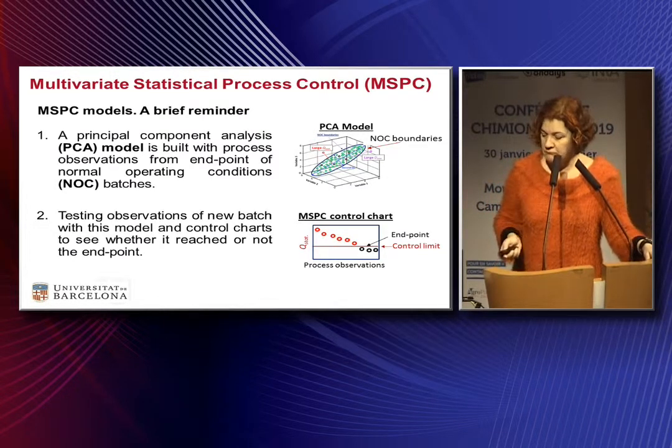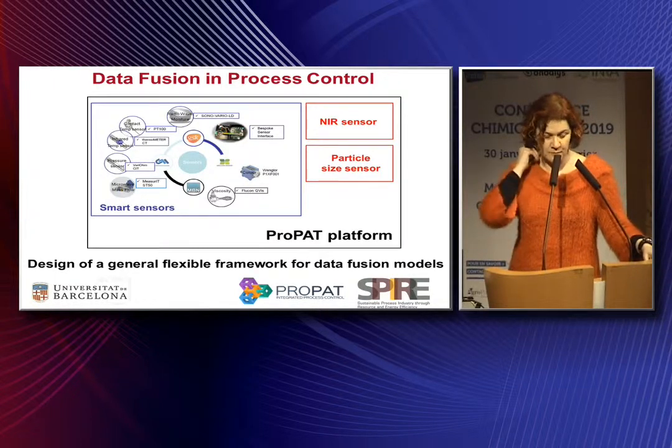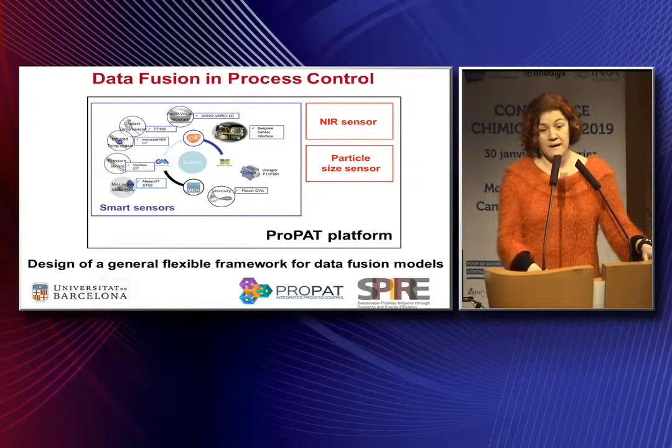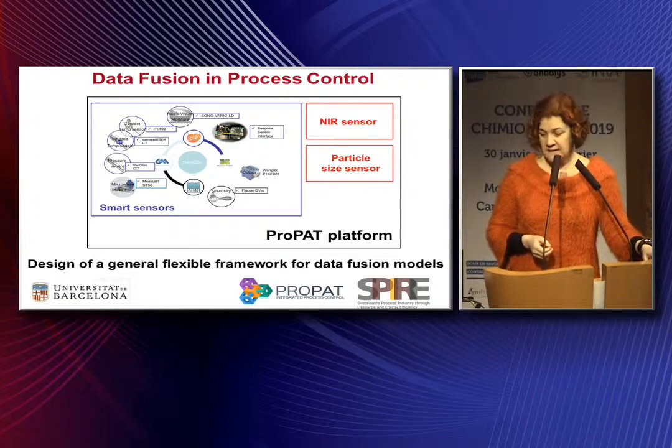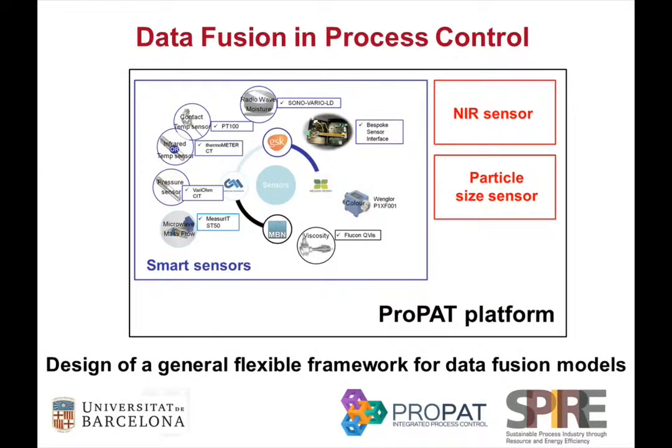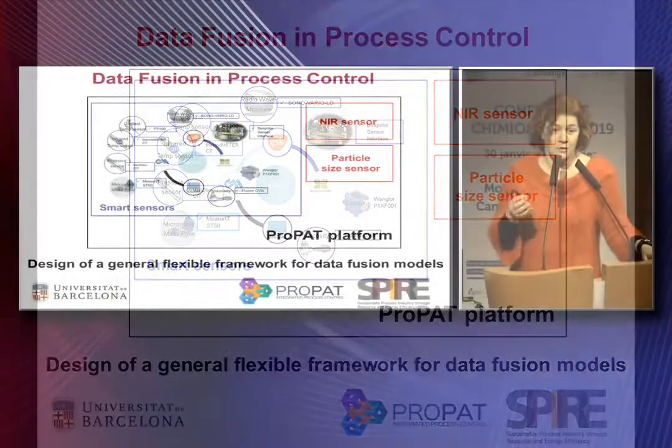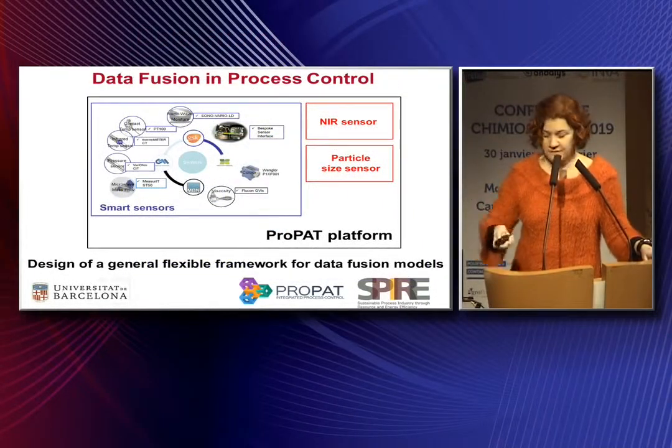Okay. What I will tell about this kind of problem is going to be in the context of a PROPAT project, a European Union project, where we were participating. And the idea of this project was sort of providing a customized platform for end users that could allocate measurements from an NIR sensor, a particle size sensor, and then some other simple sensors like temperature, flows, depending on the process. Of course, what they wanted was a single answer on, is the process working better or not, or am I reaching the endpoint or not?